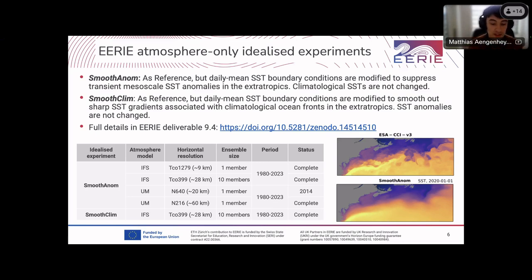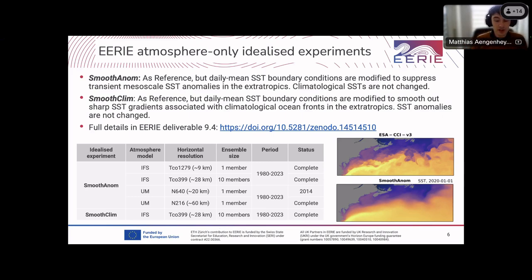The setup also gives us then the ability to do the reverse experiment where we smooth only the climatology, but not the anomalies. This is a bit lower priority, so we've only done this at low resolution so far, and this has not been the priority to investigate, but this gives us the comparison experiment.